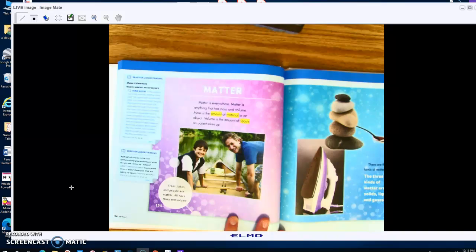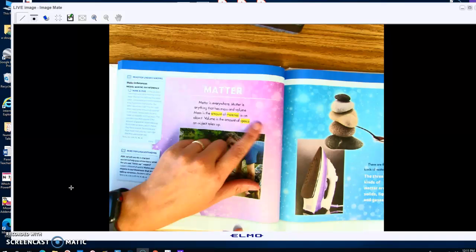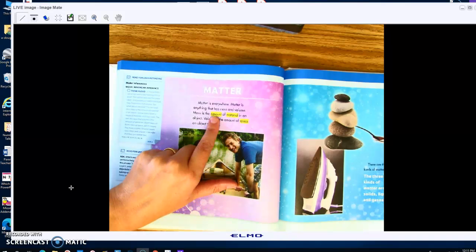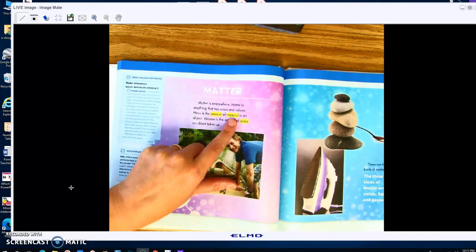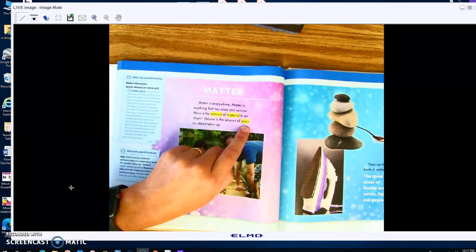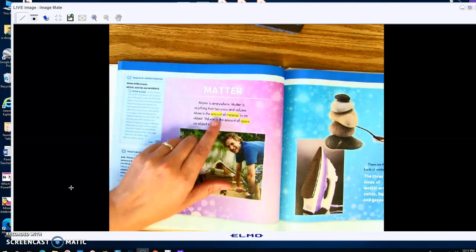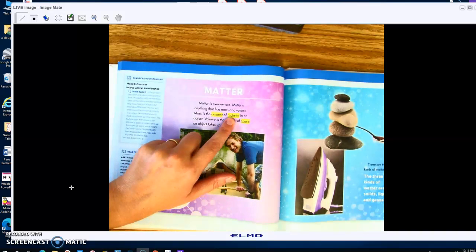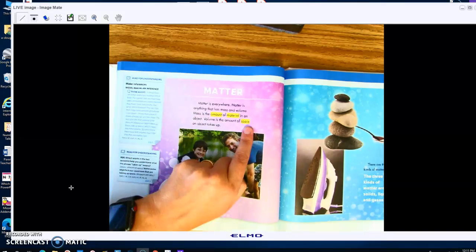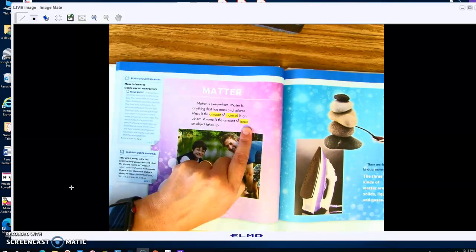Matter is anything that has mass and volume. Mass is the amount of material in an object. Volume is the amount of space an object takes up. We got 3 vocabulary words here. Amount is how much. Material is what something is made out of, and space is what is being taken up. So matter has to have an amount of material and mass, and it has to have space. It has to take up space.